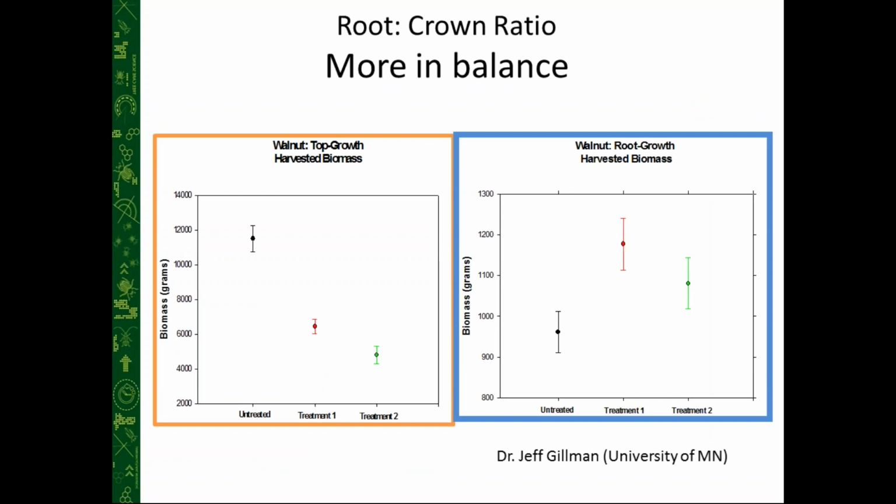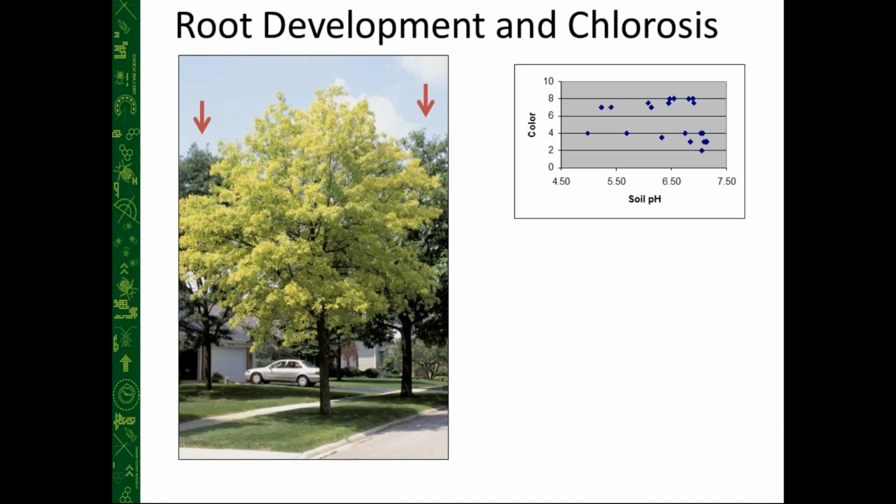This is some more data from the University of Minnesota with Dr. Jeff Gilman. In these graphs, the black dots represent our untreated, and the red and green dots represent different rates of Camistat. What we're showing here is that we were able to reduce above-ground biomass, and while we were reducing above-ground biomass, we're actually increasing below-ground biomass. There's a lot of data out there that supports this idea that we are able to produce more fine root growth by asking the plant not to put so much energy into the top growth.